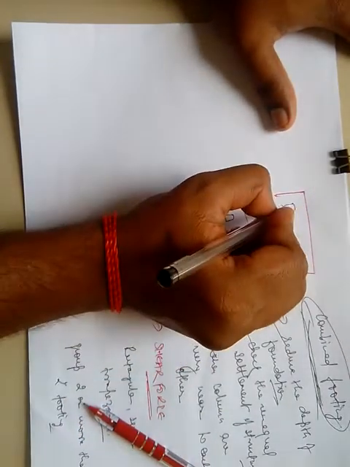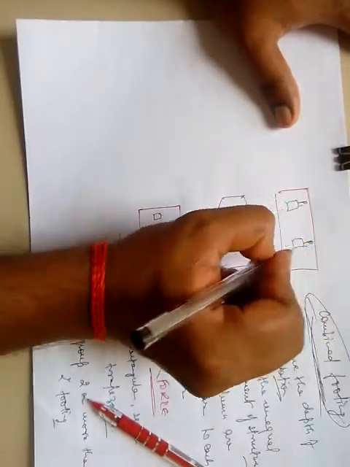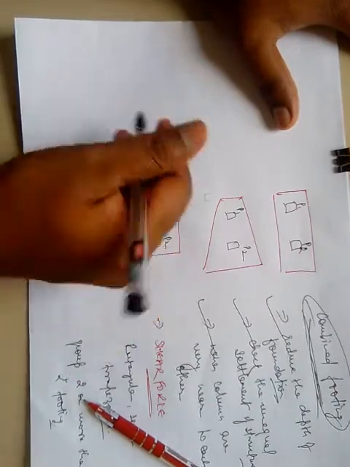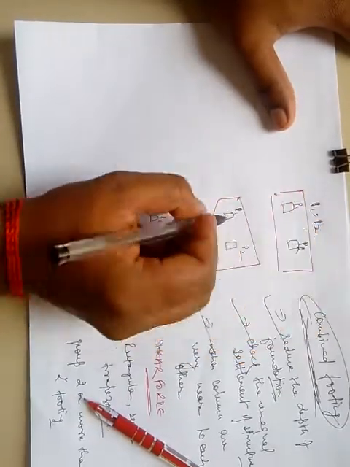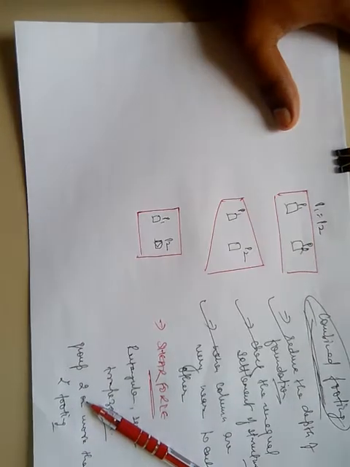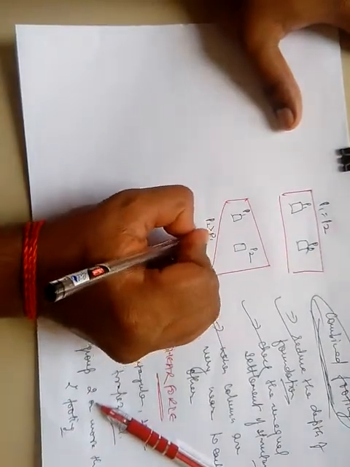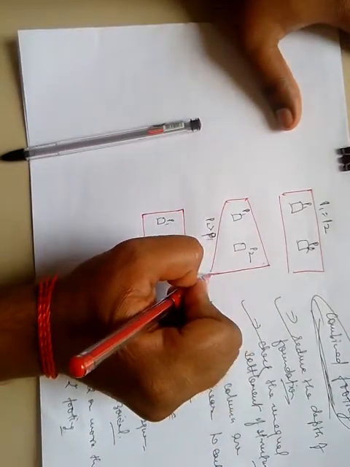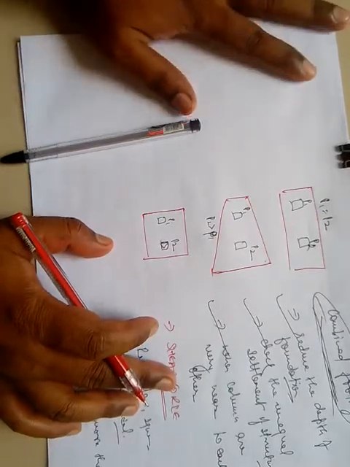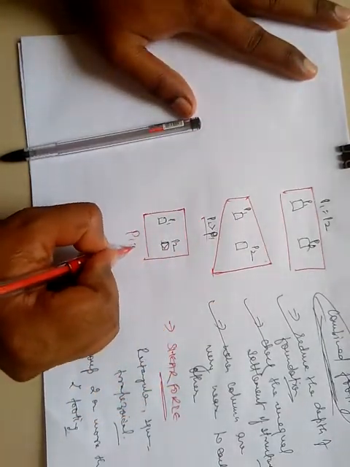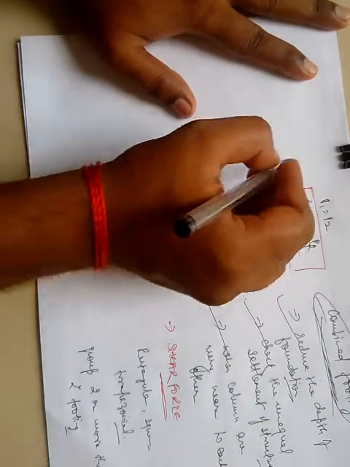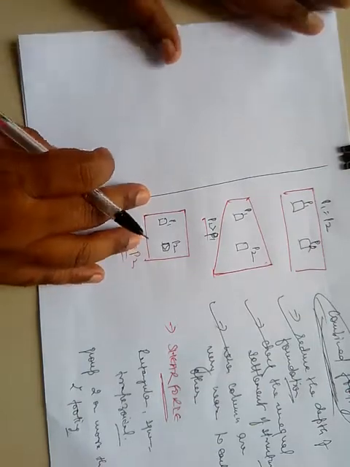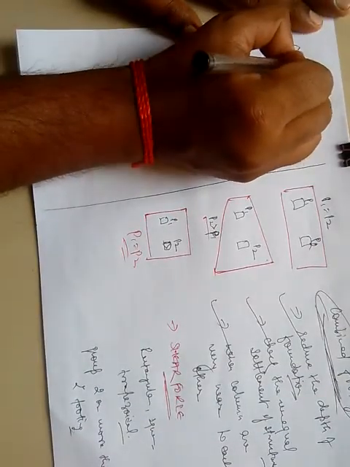Okay, if the load acting on it is P1 and P2 here, P1 is equal to P2. For this type of trapezoidal shape, P2 is greater than P1, so that is why P2 gets the larger area to distribute the load. Okay, here P1 is equal to P2. So now next one, after combined footing, is cantilever footing.